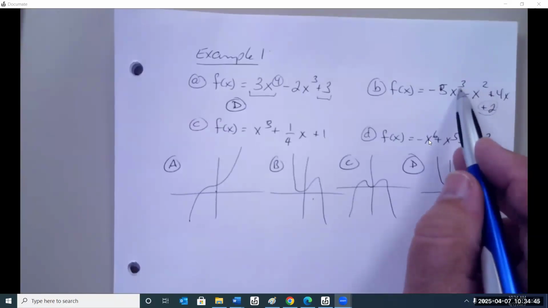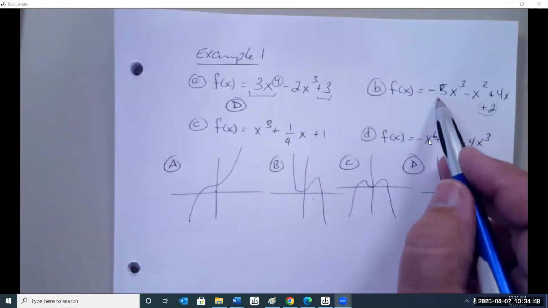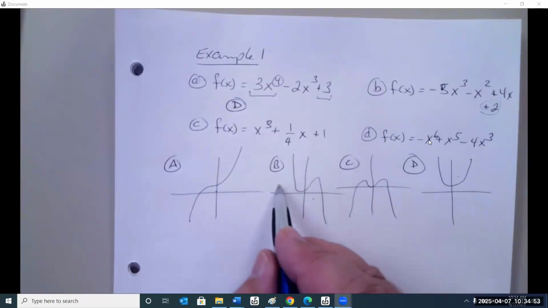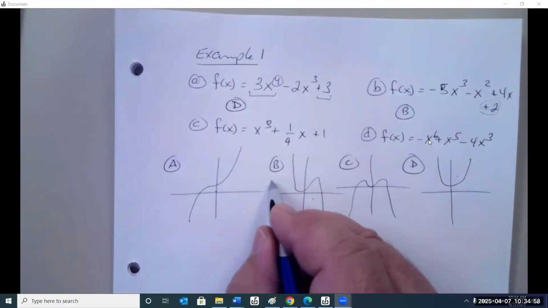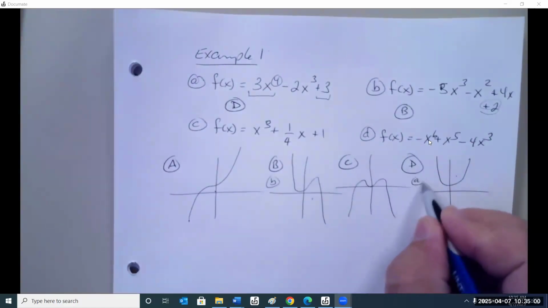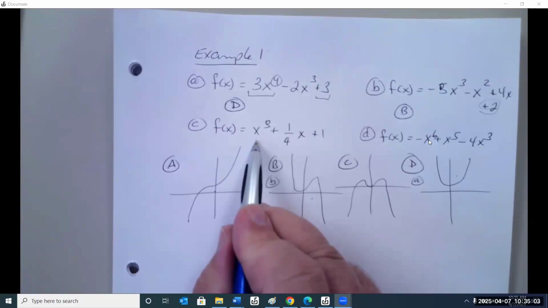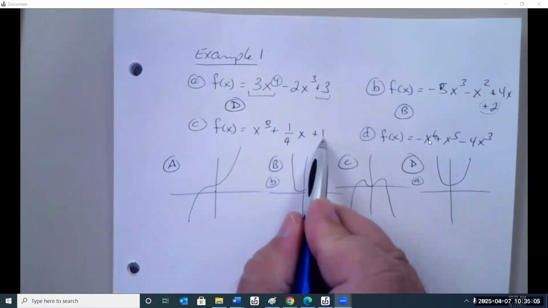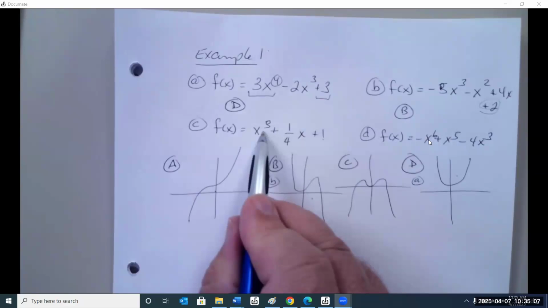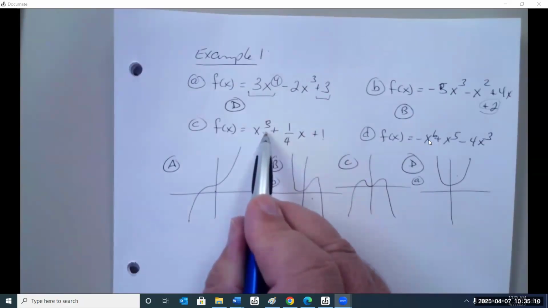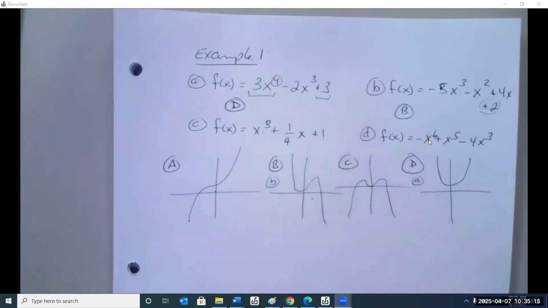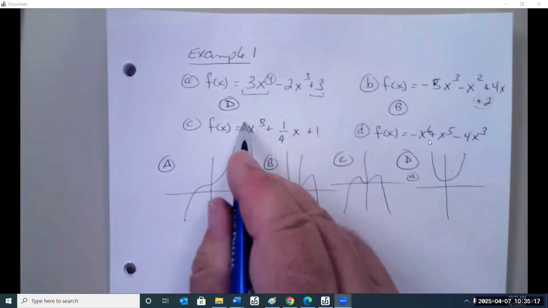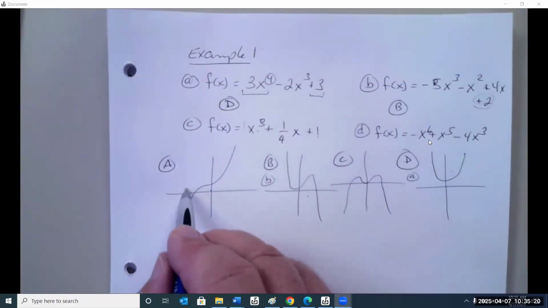So the opposite directions. And it goes where? Up or down on the right? Down. So the only one that goes down to the right is this one. Then this one, it crosses at 1. So it goes up on the right, down to the left. It's positive. So it has to be A.